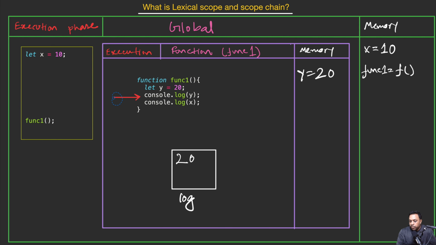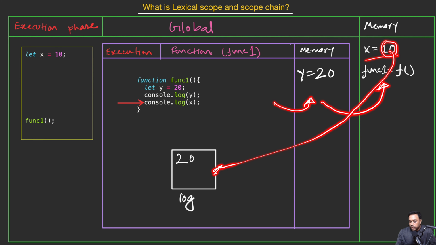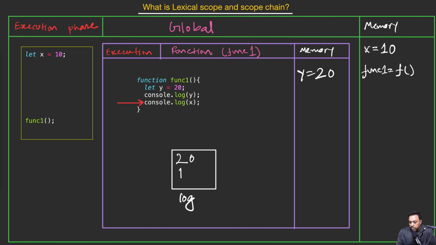Okay, and now it will execute this line. It will basically console log x, and it will first look into its own context. There is no x here, so it will move to its parent context. Basically it will look into the parent context, and there is x, so it will bring this value here and log it. Okay, so let's log it. So here it will be 10.